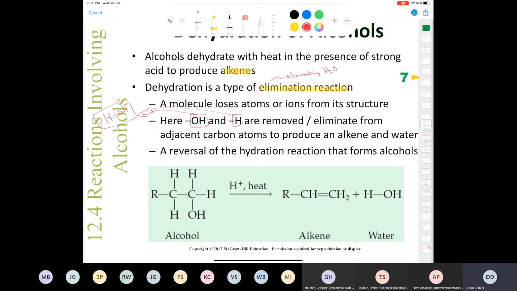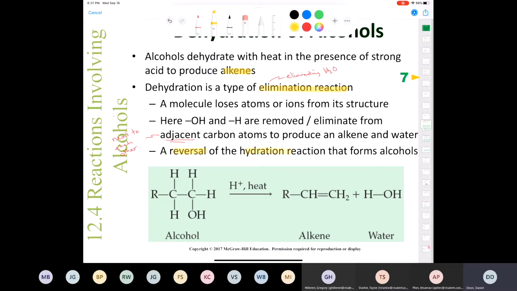And they eliminate from adjacent carbons. What does adjacent carbons mean? It means you eliminate the hydrogen and the hydroxyl from carbons that are next to each other. Okay, so you can't just pick them from random carbons in the molecule. They've got to be carbons that are adjacent to each other. And you end up producing an alkene and water. Again, it's the reversal of the hydration reaction that forms alcohols.